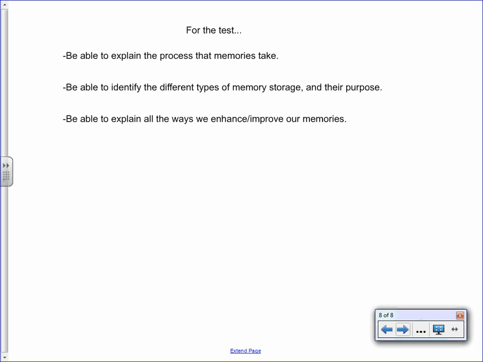This is the process. So for the test, I want you to be able to explain the process that memories take to form. I want you to be able to identify the different types of memory storage and their purpose. And I want you to be able to explain all the ways that we enhance or improve, or maybe can enhance and improve, our memories.